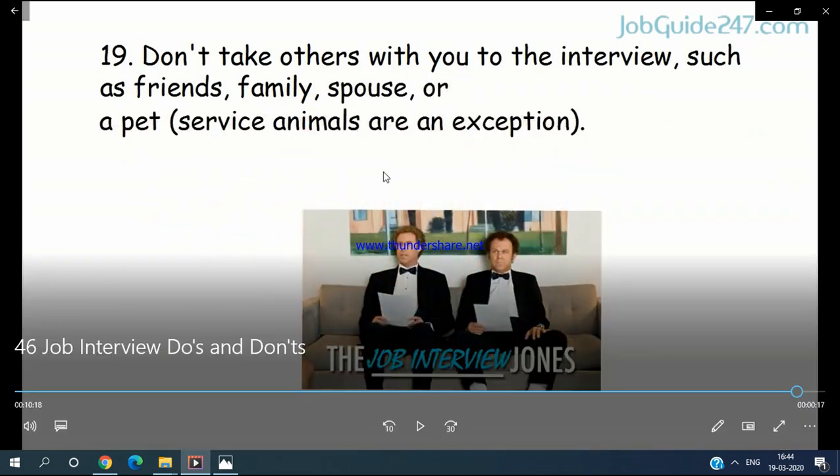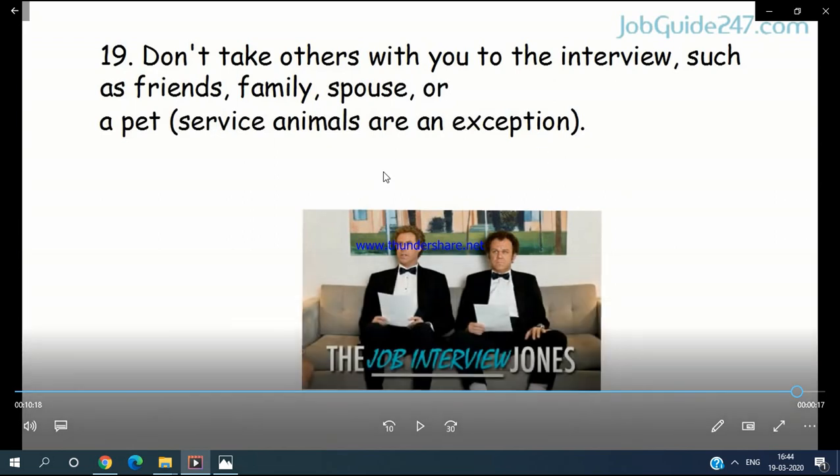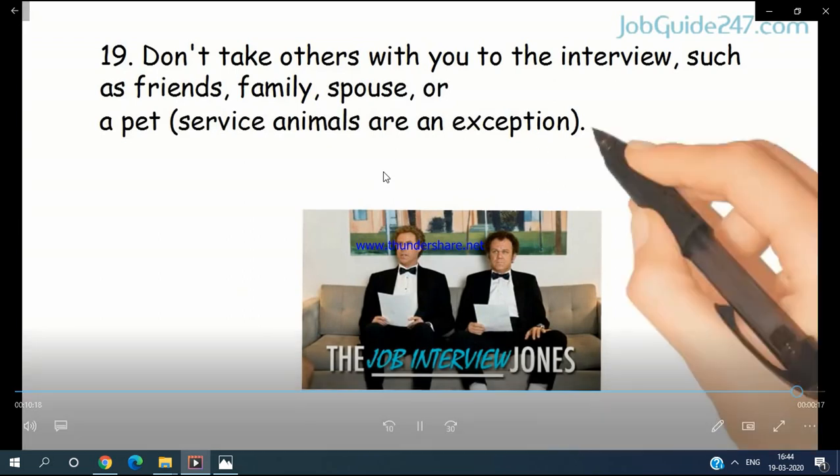Very good. So whenever you go for the interview, go alone. Don't take your parents, don't take your siblings, not your friends. It shows that you cannot do the job alone, right? So whenever you go for the interview, go alone. It shows you're confident.